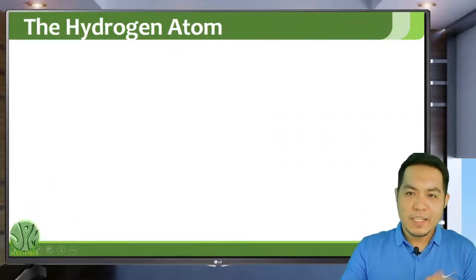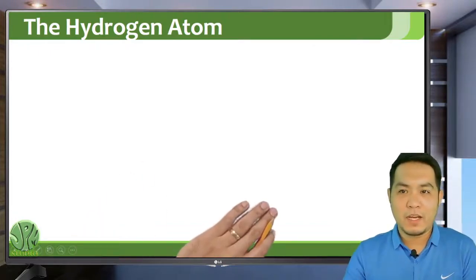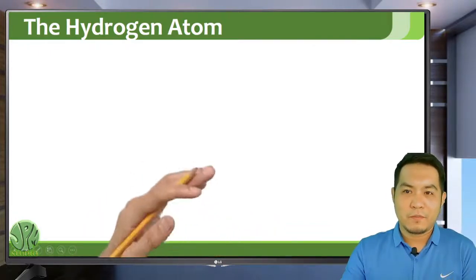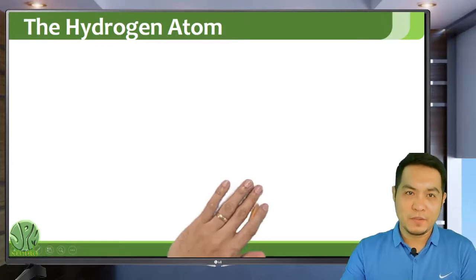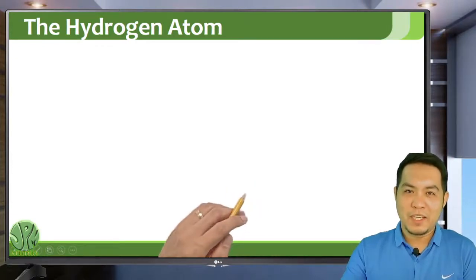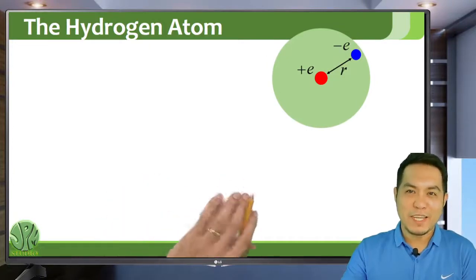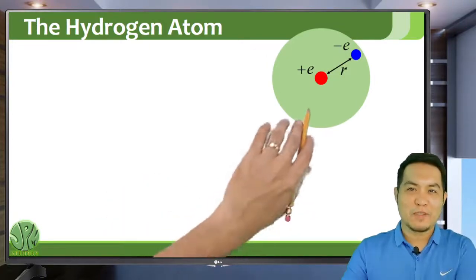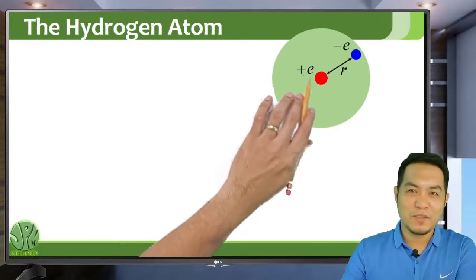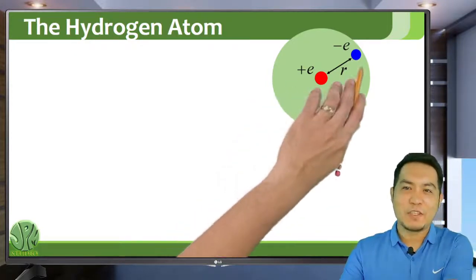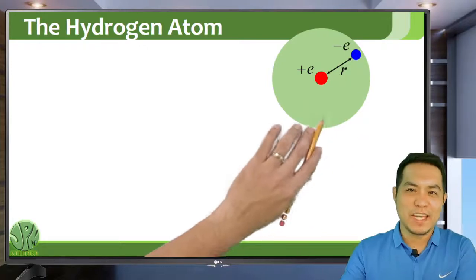So as an example of the wave function in 3 dimensions, we will be having the simplest atom, the hydrogen atom, where its nucleus is only composed of a proton with charge plus e, and it only has one electron, negative e.